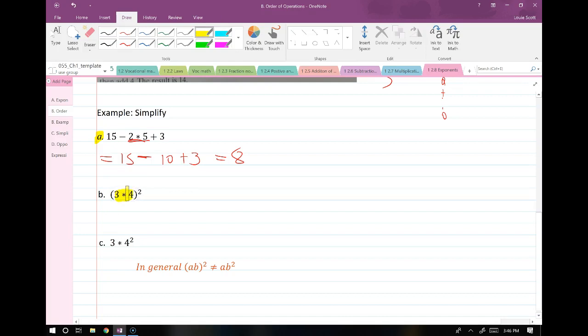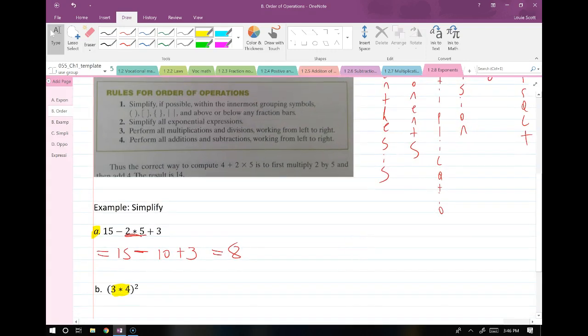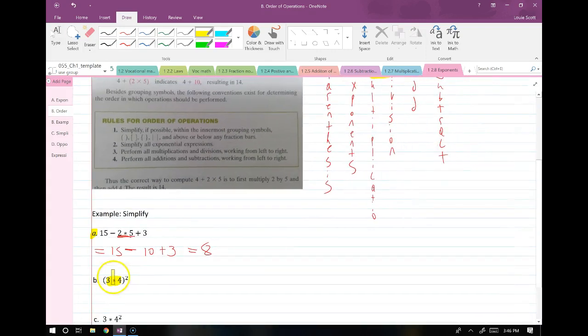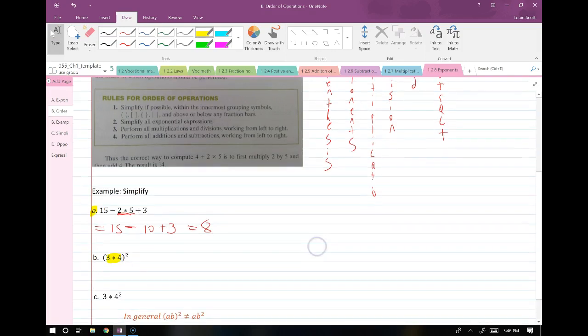So now I go through, right? I'm in the parentheses. So now I say, are there any exponents inside those parentheses? No. Okay, move on. Multiplication and division. Yes, we do have that, so we can complete that step. So 3 times 4 turns into 12. I have that squared. Okay. Now inside the parentheses, there's no more addition or anything else left. So I'm done inside the parentheses.